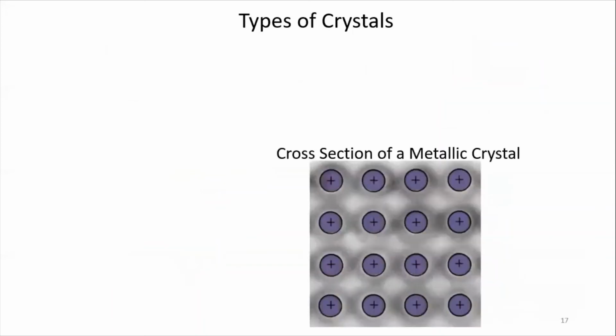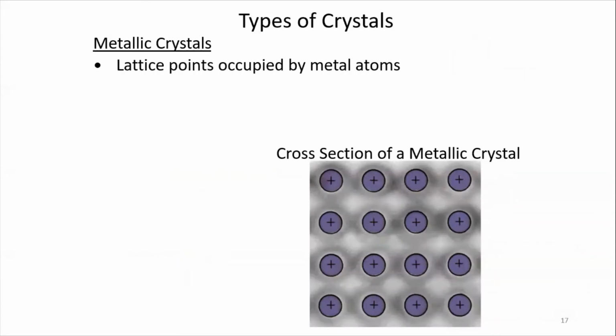The fourth type of crystal we're going to discuss is the metallic crystal. And again, these come in different ways, but we discussed earlier how the lattice points in these crystals will be occupied by metal atoms, correct? They would be held together by something that we called a metallic bond.